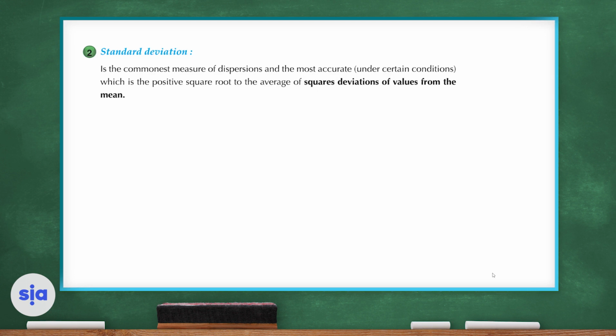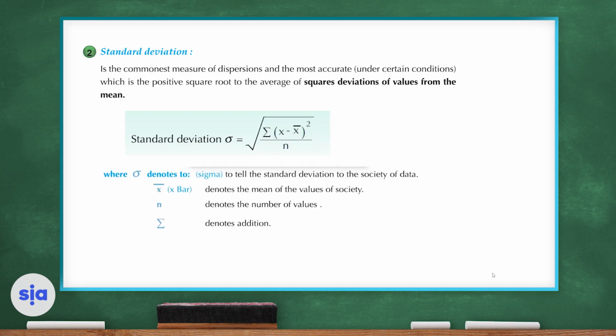Let's now see what is the formula that we're going to use to find the standard deviation. Standard deviation equals square root of the summation of x minus the mean all squared over n, where you can see now that this sigma denotes the standard deviation, x bar denotes the mean of the values, n denotes the number of values, and the summation sign denotes the addition.